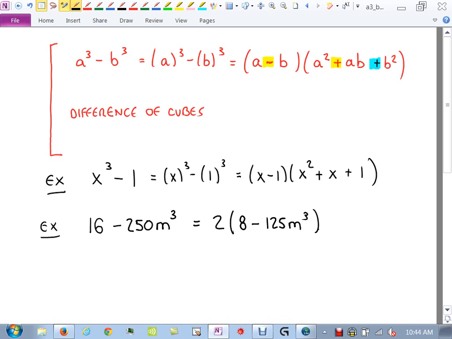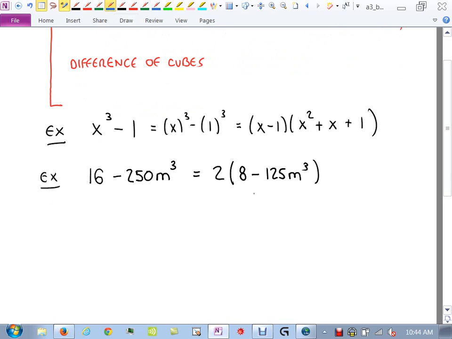What is this now? Difference of cubes. Can I rewrite this as something cubed minus something cubed? Well, 8 is 2 cubed, right? And 125 is, off our little list of perfect cubes, 5 cubed. And m cubed comes from m being cubed, right? So I've identified in this my a and my b.